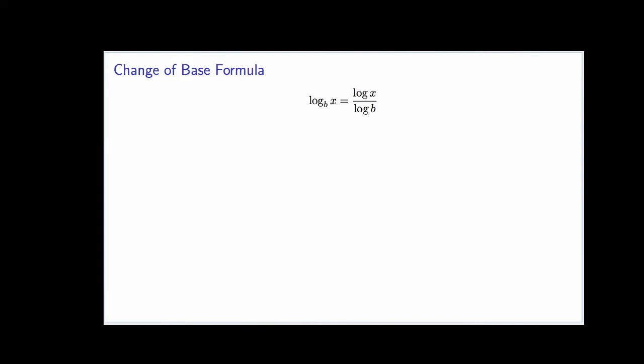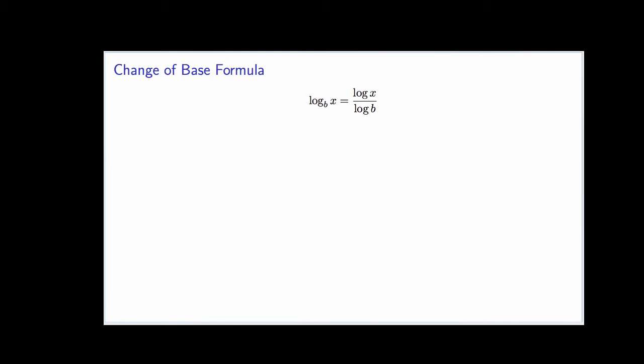And it says that the log base b of a number x, where b is positive and not equal to 1, and x is any positive number, can be rewritten as the common log, or log base 10 of x, divided by the common log, or the log base 10 of b. So let's prove why this property is true.